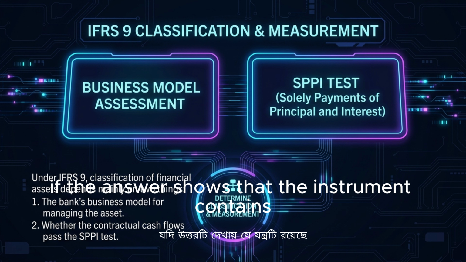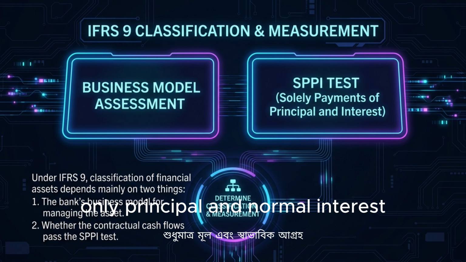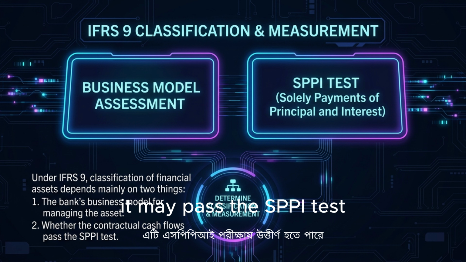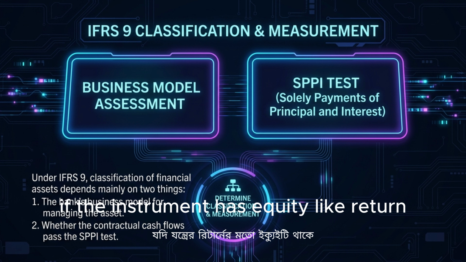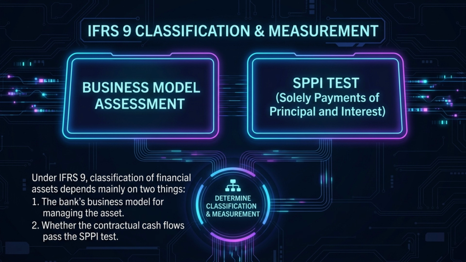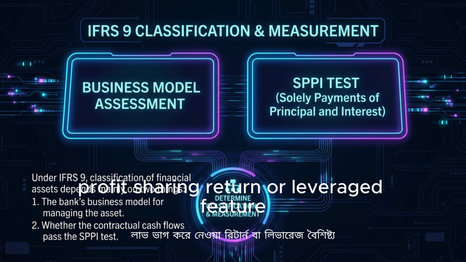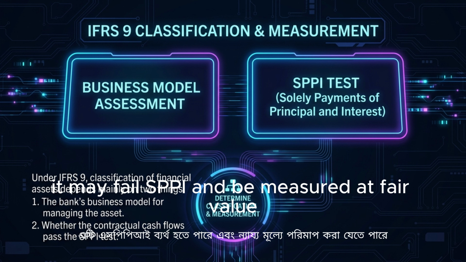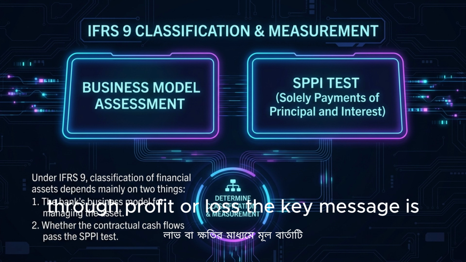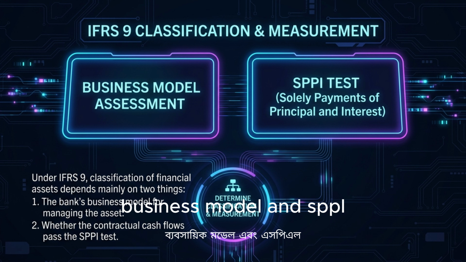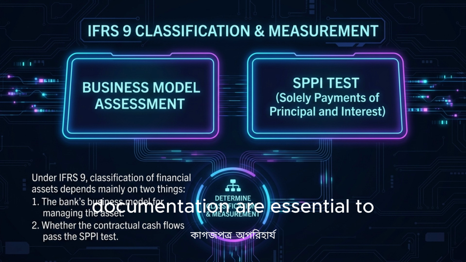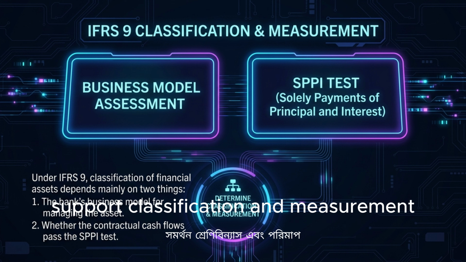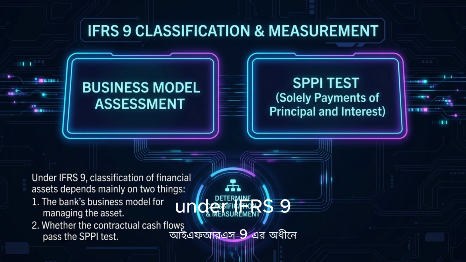If the answer shows that the instrument contains only principal and normal interest, it may pass the SPPI test. If the instrument has equity-like return, profit-sharing return, or leveraged feature, it may fail SPPI and be measured at fair value through profit or loss. The key message is, business model and SPPI documentation are essential to support classification and measurement under IFRS 9.